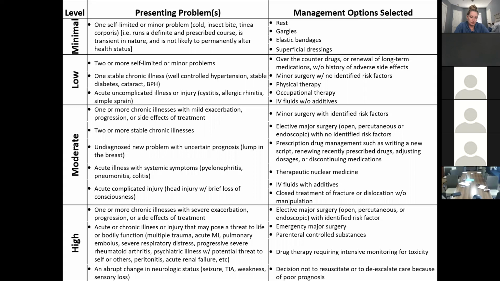And then high risk for 99215 would be a chronic illness with severe exacerbation, progression, or side effects of treatment, or an acute or chronic illness that is posing a threat to life and organ function. It could be neurologic: stroke, seizures, TIAs, much more emergent in this category, where you'd be advising the patient to go to the hospital, but still this remote evaluation and management visit would be coded at the high level of risk, even though you're sending the patient on to the hospital.